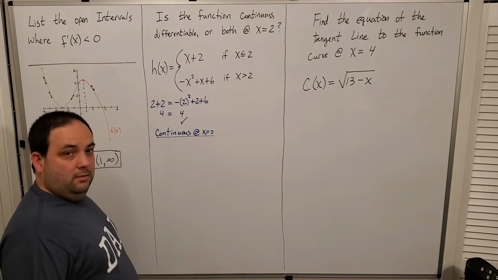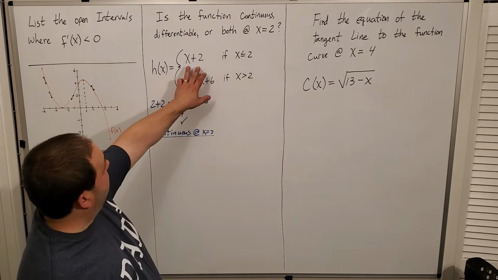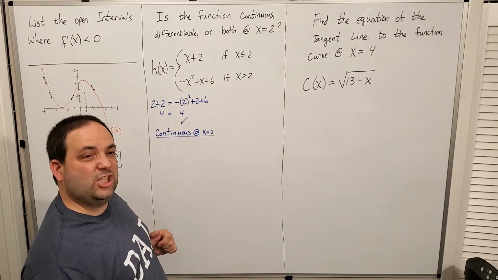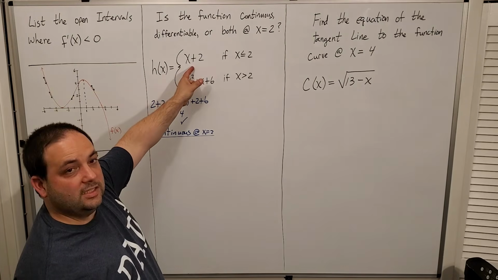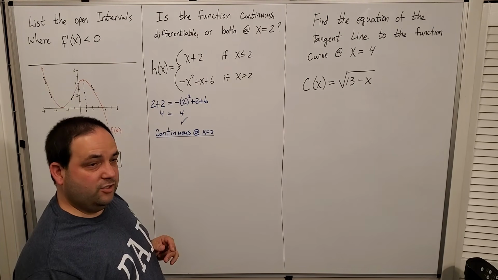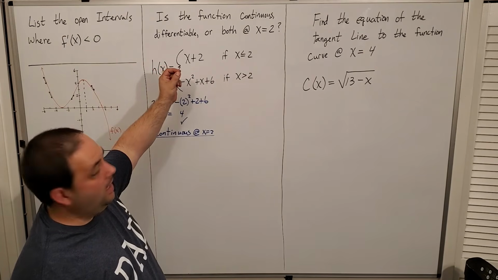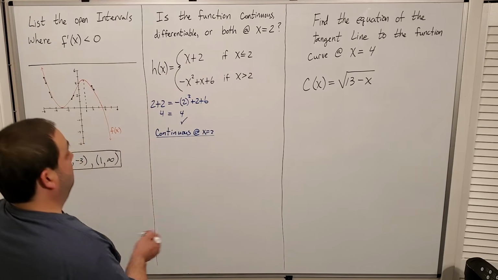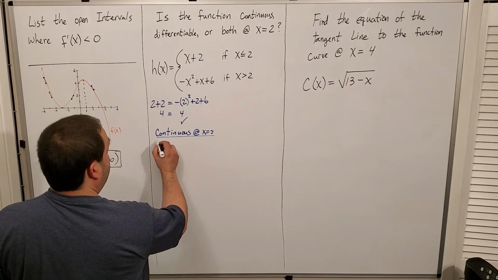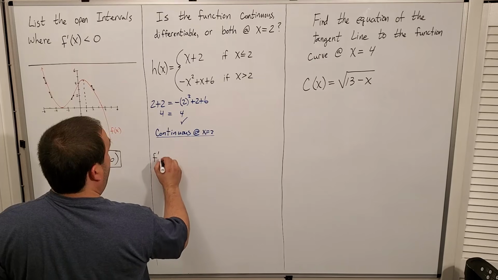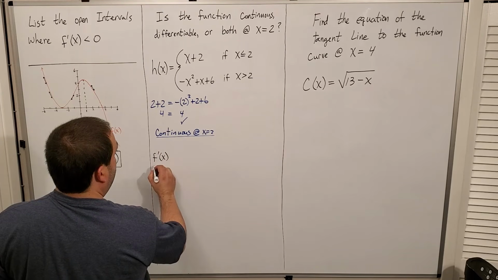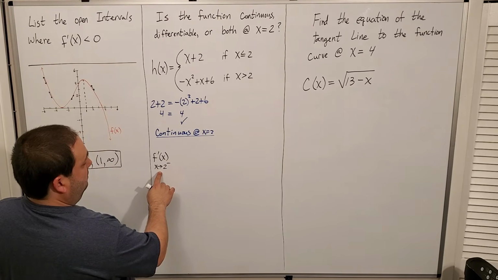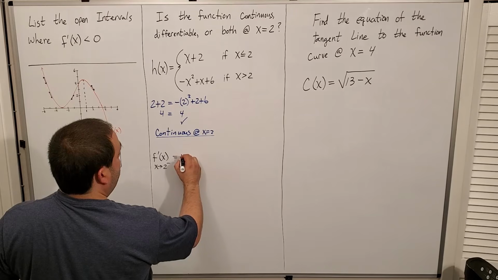From the left is easy. You see how this is a linear function here, x plus 2? And remember, derivative is the slope. A line has a constant slope. If you plug something into the definition of the derivative, you're going to get the slope every time. So notice I can already get the derivative from the left, right? So next part, f prime of x as x approaches 2 from the left is equal to 1.